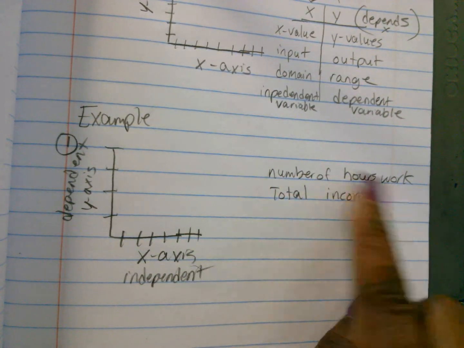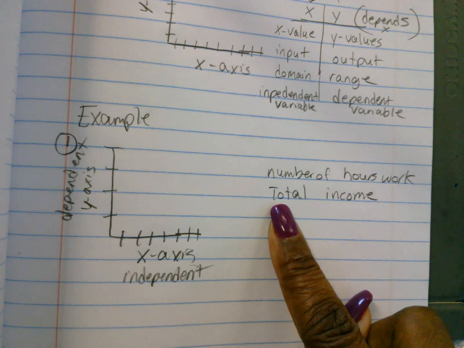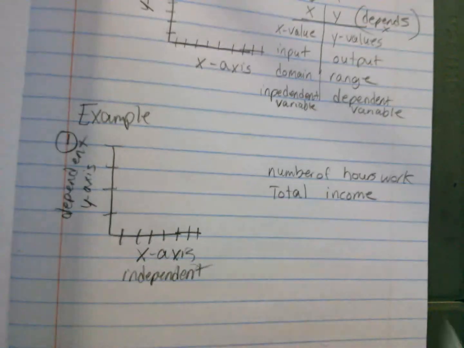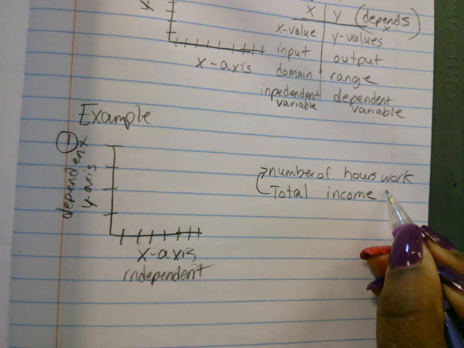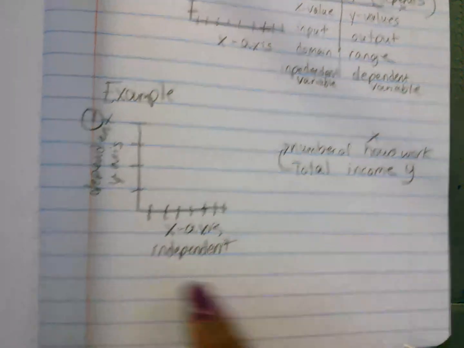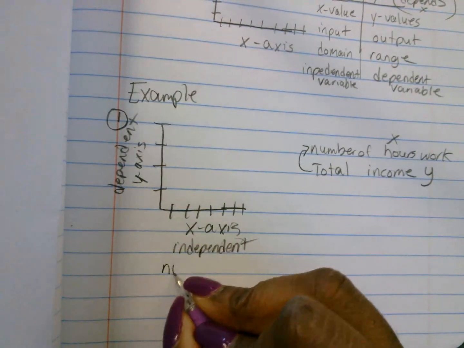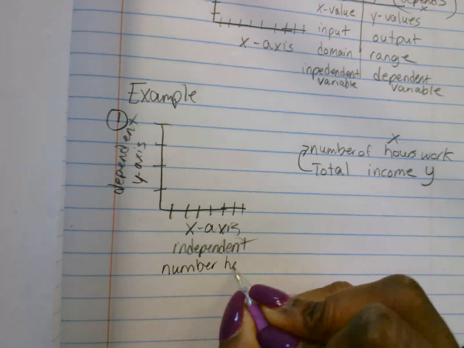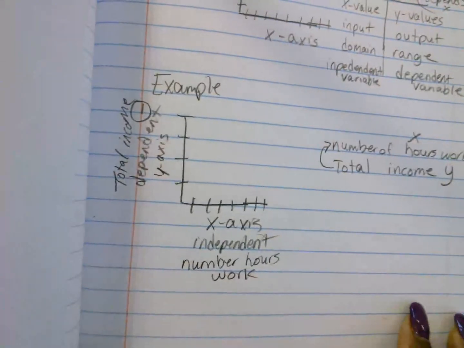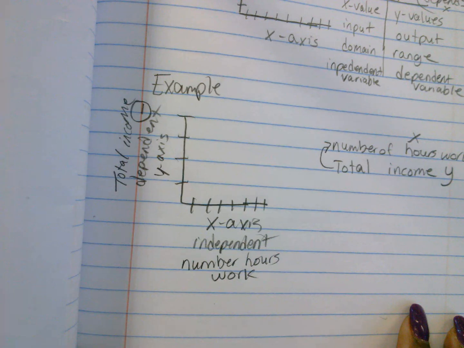Is it the number of hours depending on the total, or is it the total depending on the number of hours? The total is depending on the number of hours. So your total is your Y, and the number of hours you work is your X. Along the X axis, you will put the number of hours worked. And along the Y, you will put the total income. How much money is coming in? One more example.